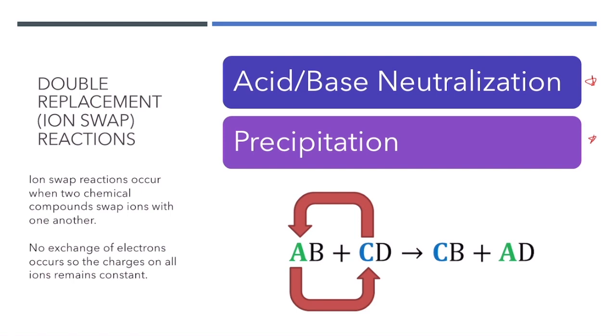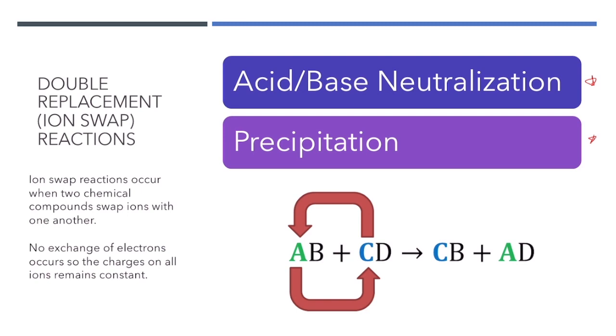But basically, an ion swap reaction or double replacement reaction occurs when two chemical compounds swap ions with one another. They have to be ionic substances in order for them to swap ions. The main thing that differentiates double replacement or ion swap reactions from redox reactions is that there's no exchange of electrons. Everyone keeps the electrons they have, they just trade partners, all right?